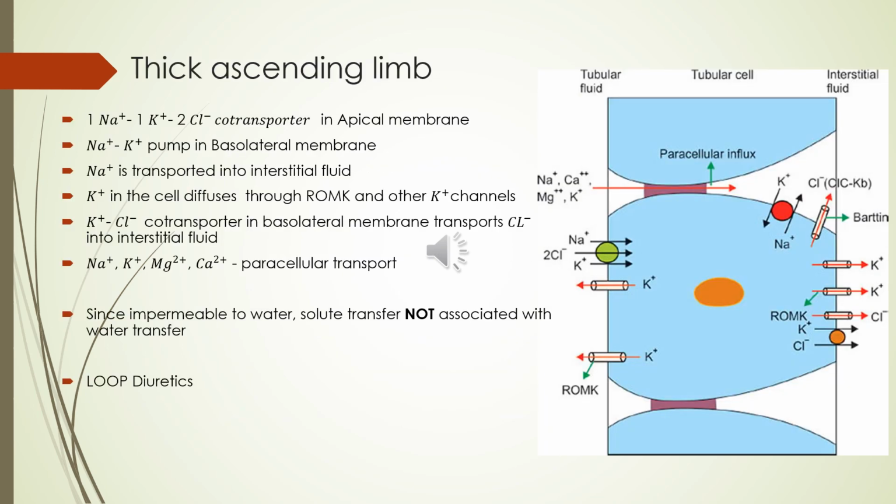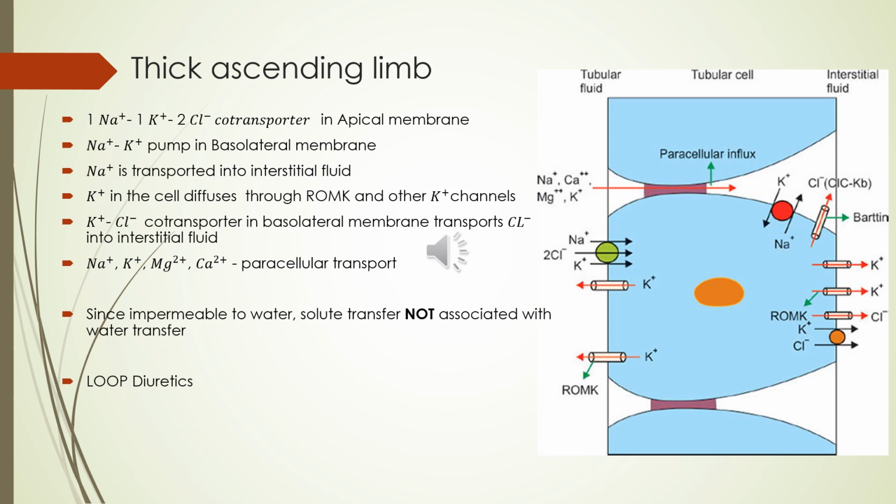The sodium reabsorption from the thick ascending limb is by an active transport mechanism dependent on the carrier protein sodium 1, potassium 1, chloride 2 cotransporter located in the apical membrane. This cotransporter helps in the reabsorption of 1 sodium ion, 1 potassium ion and 2 chloride ions from the tubular fluid into the tubular cell.